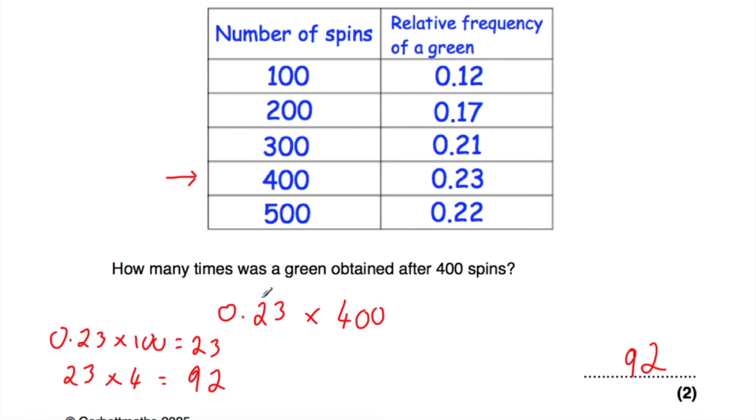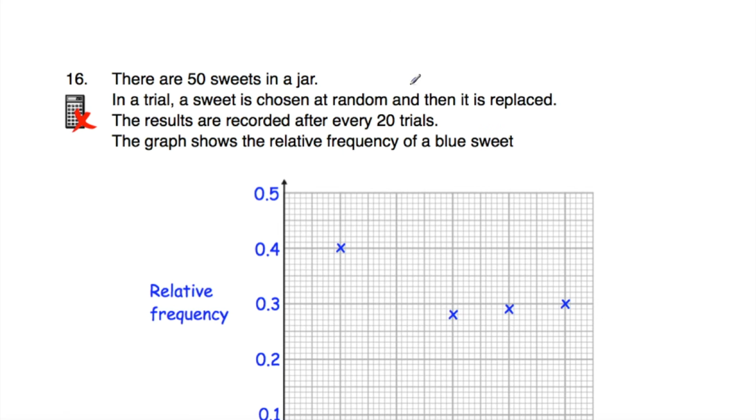Now I just want to mention with this multiplication, I did 0.23 times 400 by timesing by 100 and then timesing by 4. There's other ways you could do it. You could do 23 times 400 and then just get your answer and then just divide by 100 at the end, because obviously if you're multiplying by 23, you could then just divide that by 100 to get the answer to this multiplication, and so on. And that's it. Okay, let's look at our next question, question number 16.